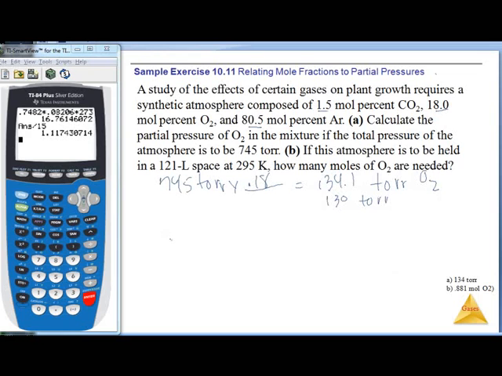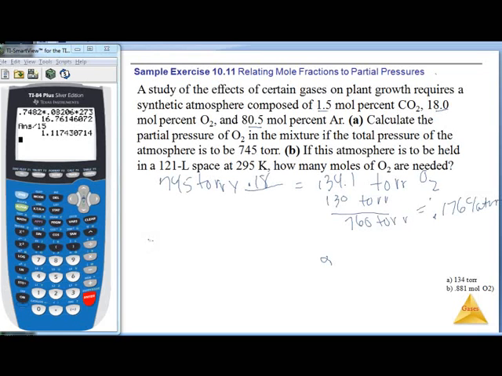Okay? B, if the atmosphere is to be held in a 121 liter space at 295 K, how many moles of oxygen are needed? Okay, so all I'm going to do is take my torr from oxygen, and I'm going to convert this to atm by dividing by 760 torr. And when I do that, I get 0.1764 atm.